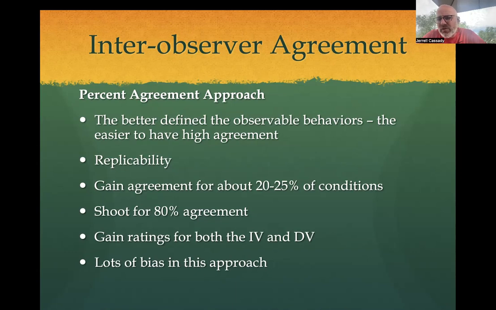I generally like to have 20 to 25% of the data go through an inter-observer agreement process. That's a personal preference. If you're using this methodology, 80% agreement is often the benchmark that people give. And I like to get ratings for both the independent variable, so if there's something that's predicting what's happening in a situation, so I'm watching the conditions, as well as the dependent variable, which is the actual outcome of the behaviors that the person is involved in. The problem with this is there's a lot of bias in this inter-observer agreement, and most people who do work in the qualitative field have recognized this is a limited perspective.